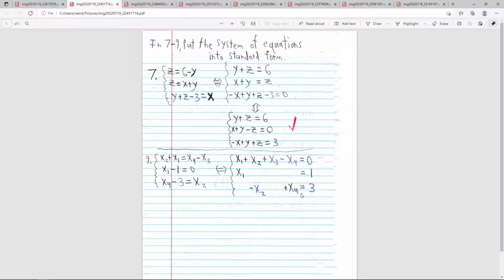And here it's a similar story. You just have to put all the variables on the left-hand side and the constants on the right-hand side. Yeah, this stuff's pretty simple.